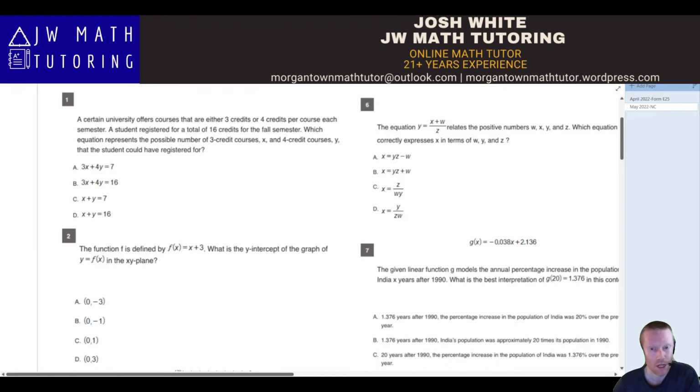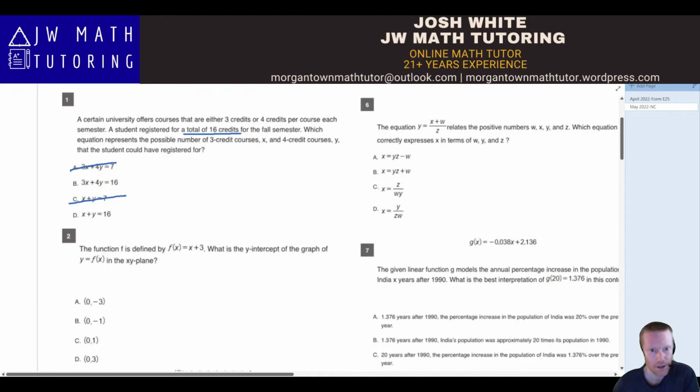So problem number 1, this is basically a situation where you're given a description, and you just have to come up with a linear equation with 2 variables that describes it. Notice that the total number of credits the student is taking is going to be 16. That means when you add up the number of credits, we need it to equal 16, so we can get rid of A, we can get rid of C.